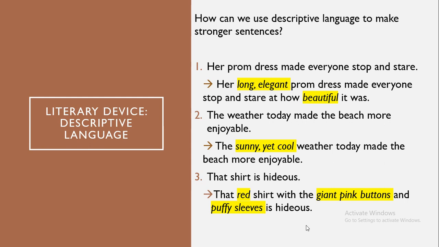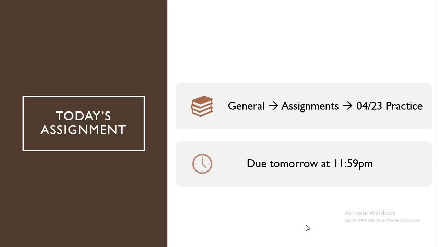And so we're going to get into some practice with this on your own. Your assignment today is in the General tab, Assignments, and it's April 23rd practice. It's due tomorrow before midnight. It's 10 questions, multiple choice, so it should be done very quickly for you. It should not take you much time at all. It's just so you can practice with this, again, before we go into another text tomorrow, a short story.